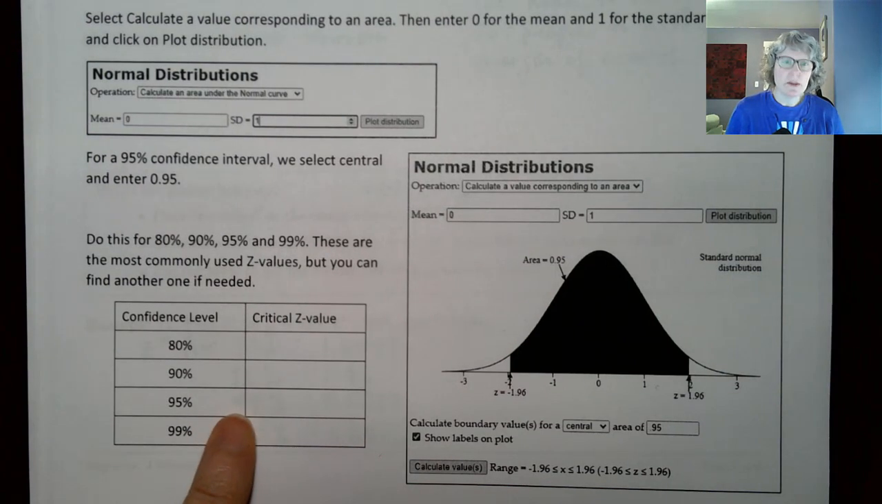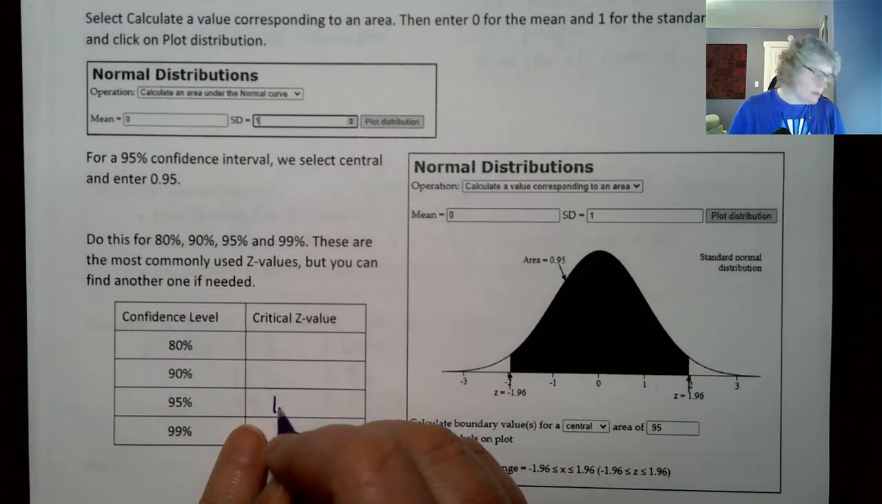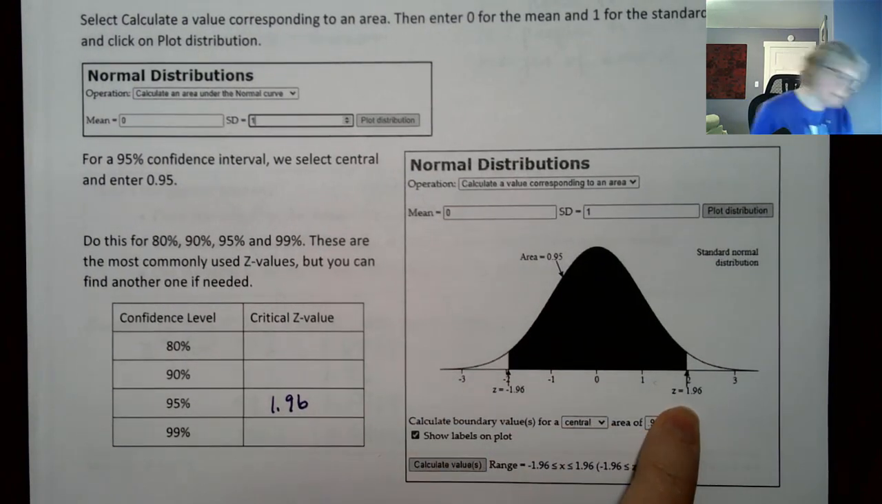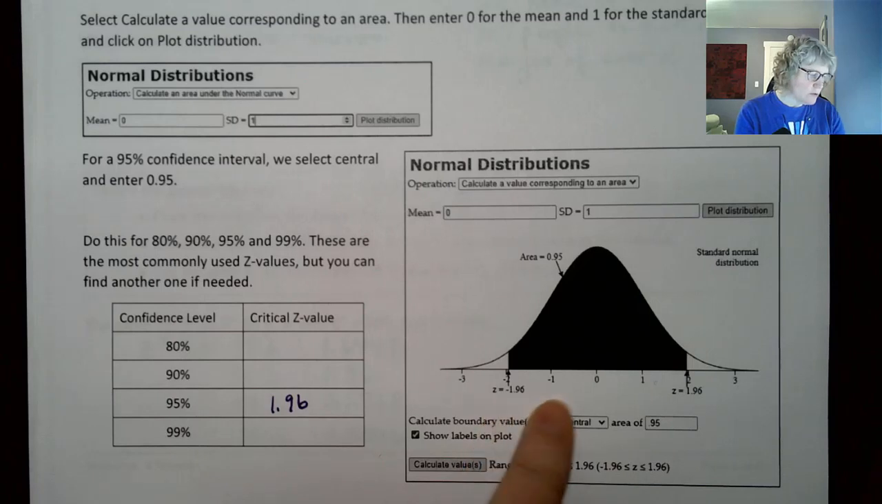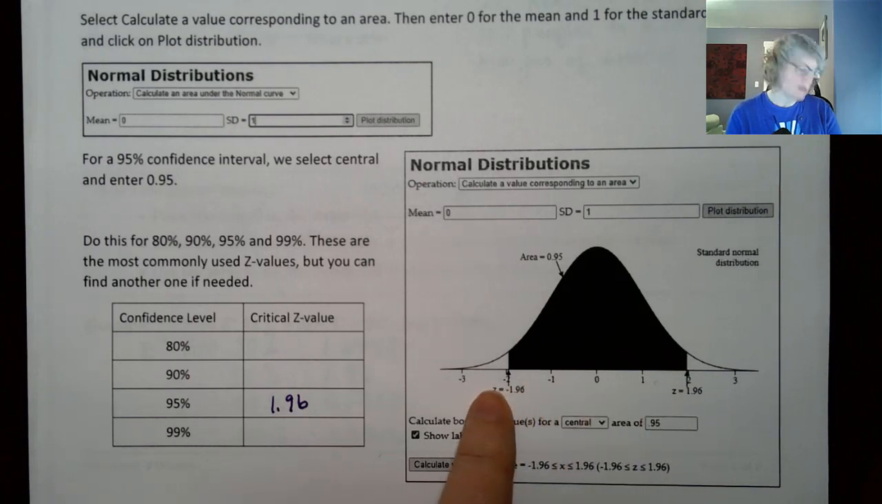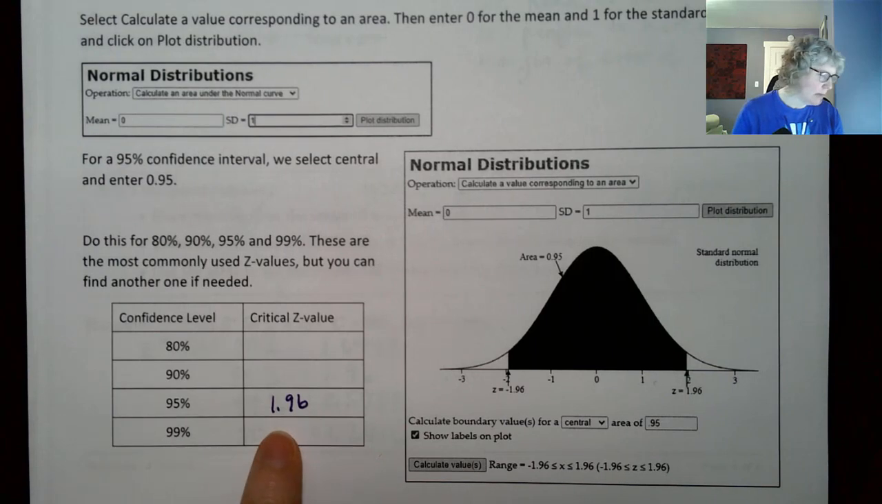Okay, so let me write this on here. 95% is 1.96. Okay, you might be wondering why I'm just writing the positive and not the negative. The plus or minus is already in the formula, so we'll be doing the plus and the minus as part of our formula, okay?